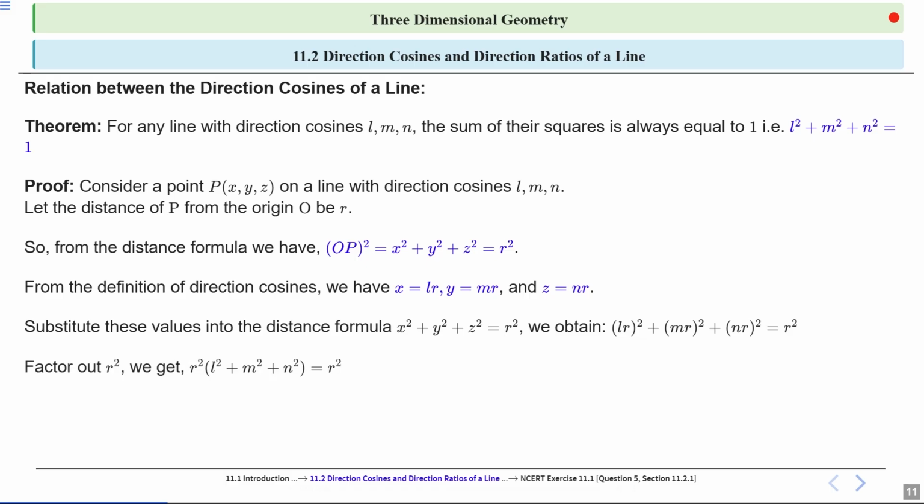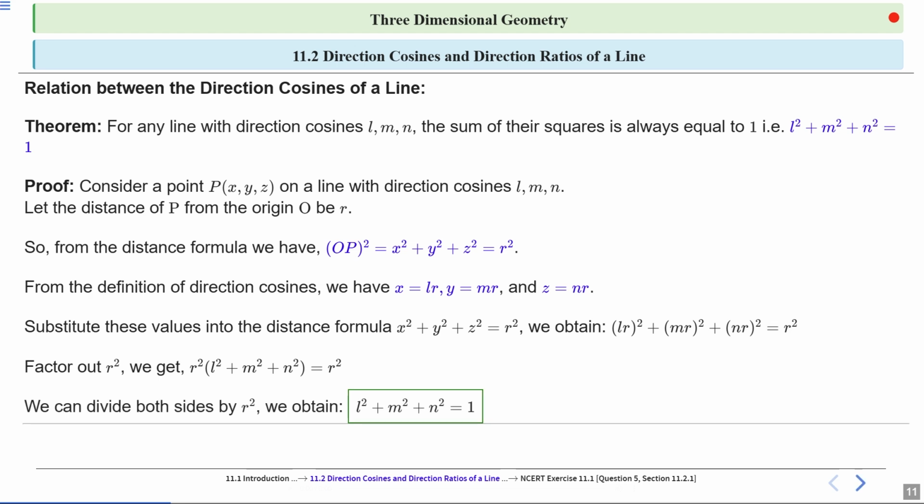Now let's factor out r square from each term on the left side. Then we have r square times (L square plus m square plus n square) equals r square. Finally, we divide both sides of the equation by r square, which gives us L square plus m square plus n square equals 1. So this completes our proof and confirms that the sum of the squares of the direction cosines of any line is always 1.